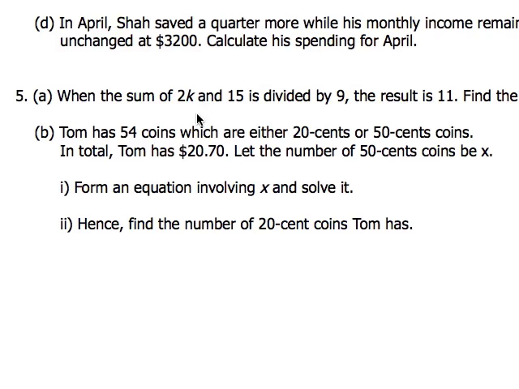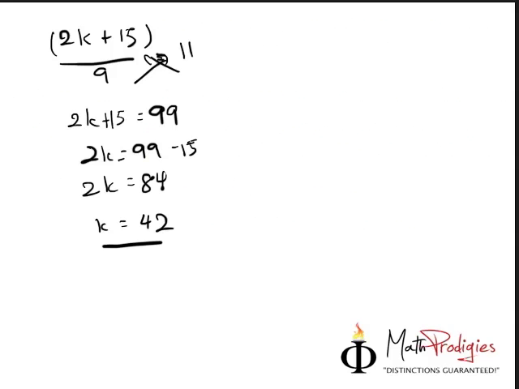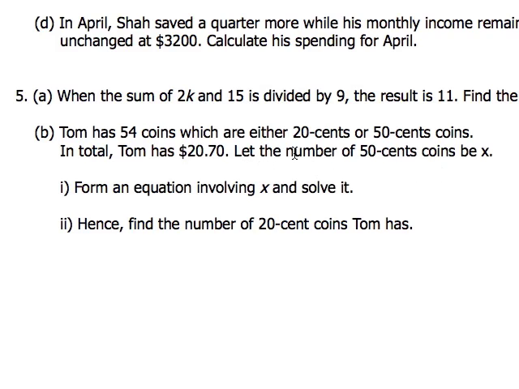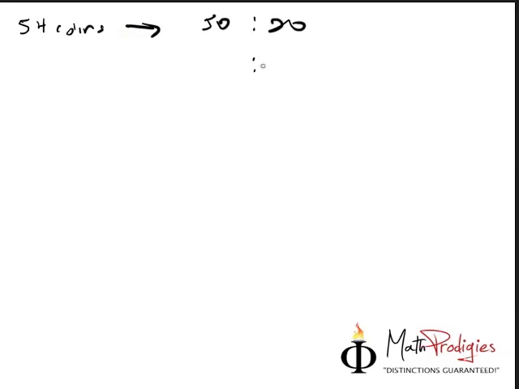In this case, Tom has 54 coins. So let's write this down. Tom has 54 coins. It could be either 50 cents or 20 cents. So let's put a ratio over here. It says let the number of 50-cent coins be X. So if 50-cent coins equal X, and there are 54 coins, what does that mean? That means 20-cent coins is 54 minus X.